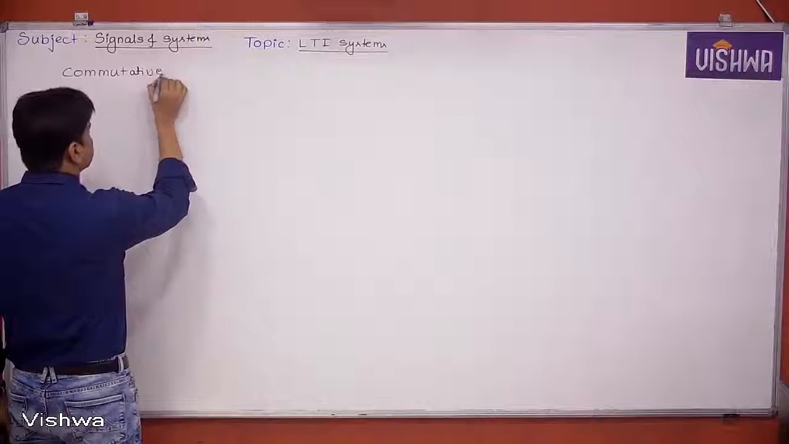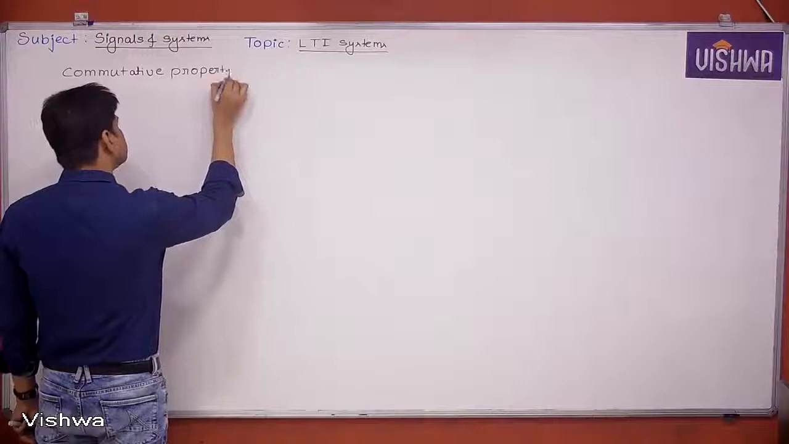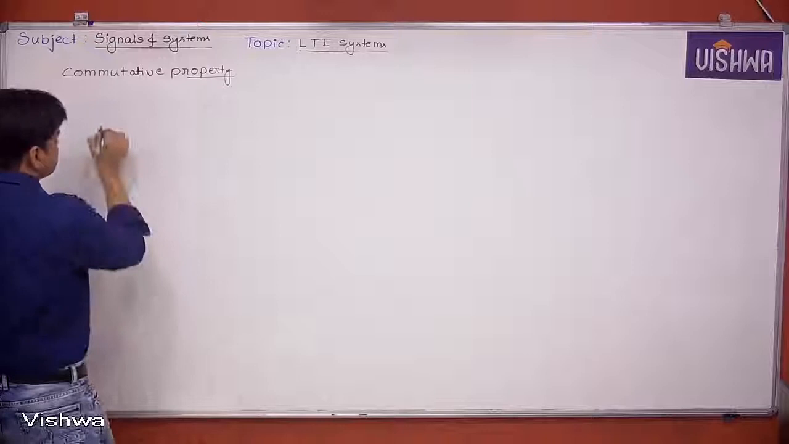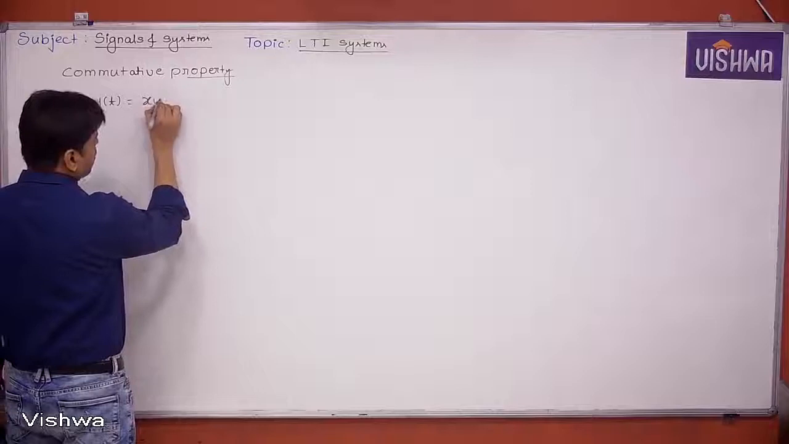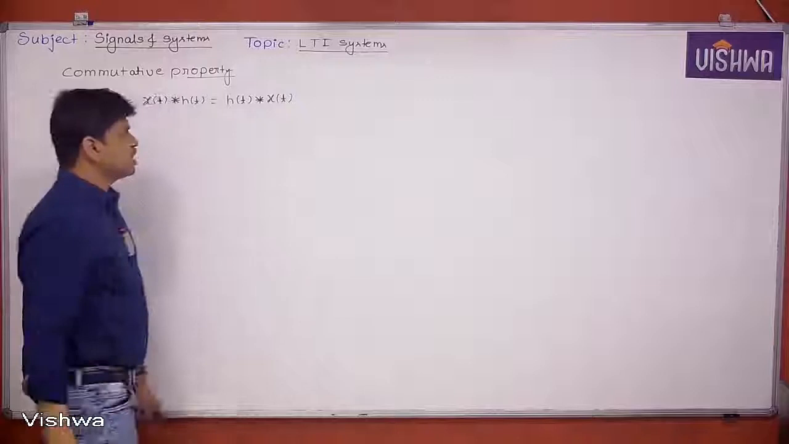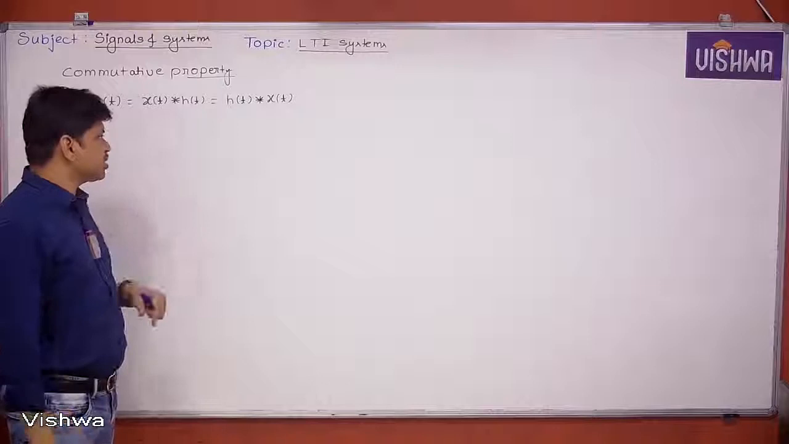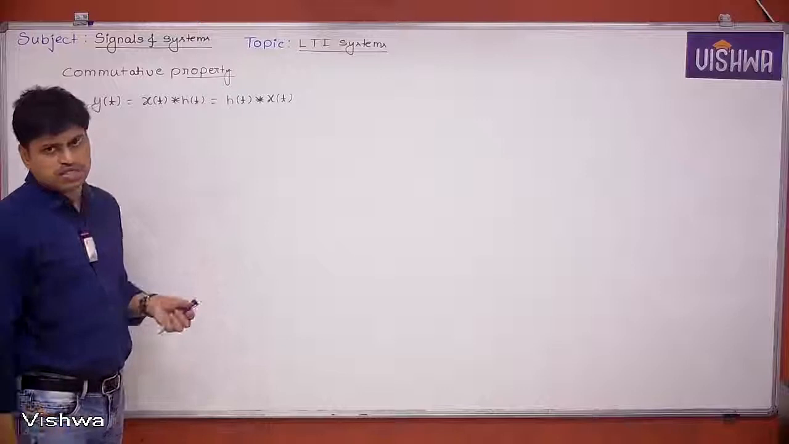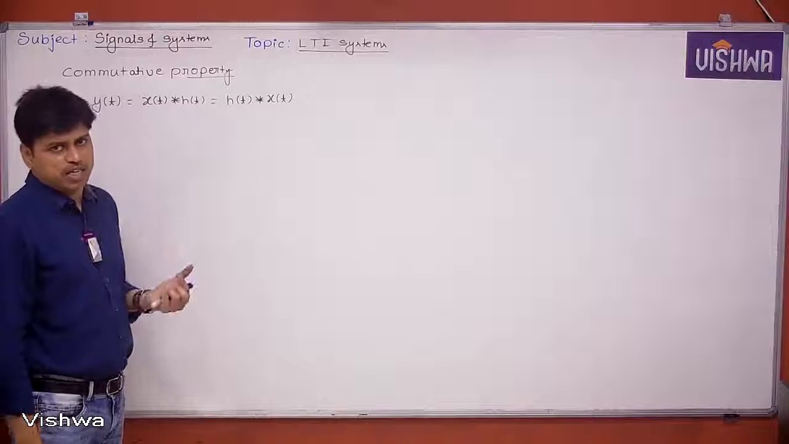So we know the commutative property. What do you mean by that? If you shuffle them, it still gives the same result. That means, let's say y of t is equal to x of t convolution with h of t, which equals h of t convolution with x of t. That means if you interchange the system and signal, it won't make any difference, because this is simply a mathematical operator; it cannot identify which one is a signal and which one is a system. Even if you take two signals, it still gives the result. So remember, x of t convolution with h of t is also equal to h of t convolution with x of t.